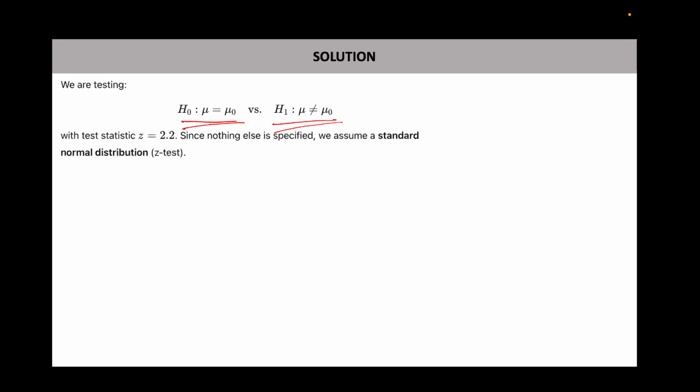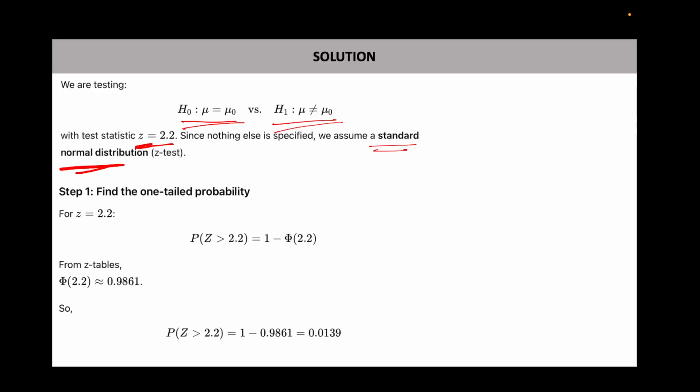The test statistic value z equals 2.2, and because nothing else is specified, we are assuming that the distribution is normal, and that is why the z statistic is given. So the distribution is standard normal, and the values that we will be using to solve this question will be standard normal distribution table values, specifically for the z test.